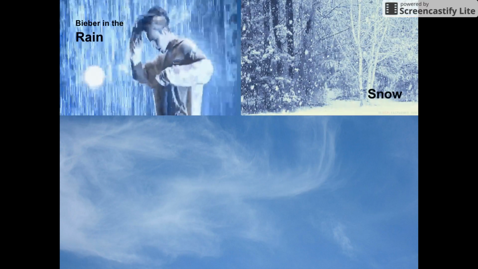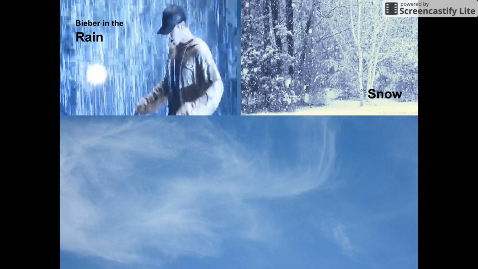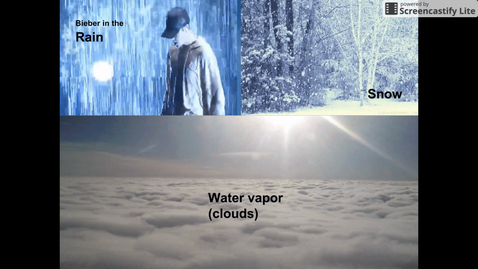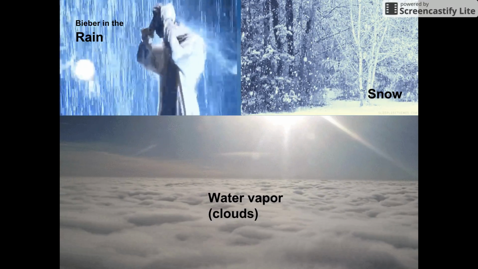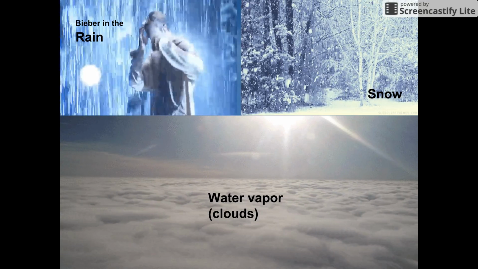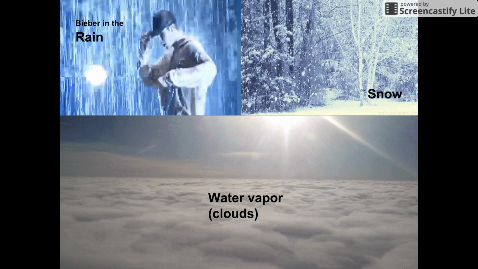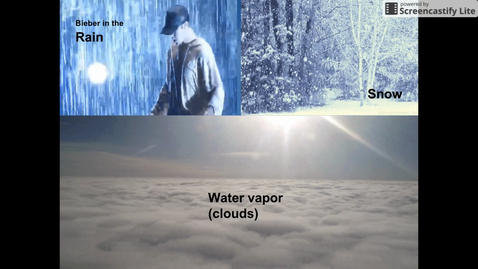There's also water in the air around us that we sometimes see in the form of rain and snow. Those things come from clouds, which are also made up of water. Since rain, snow, and clouds are made from water, they are part of the hydrosphere.